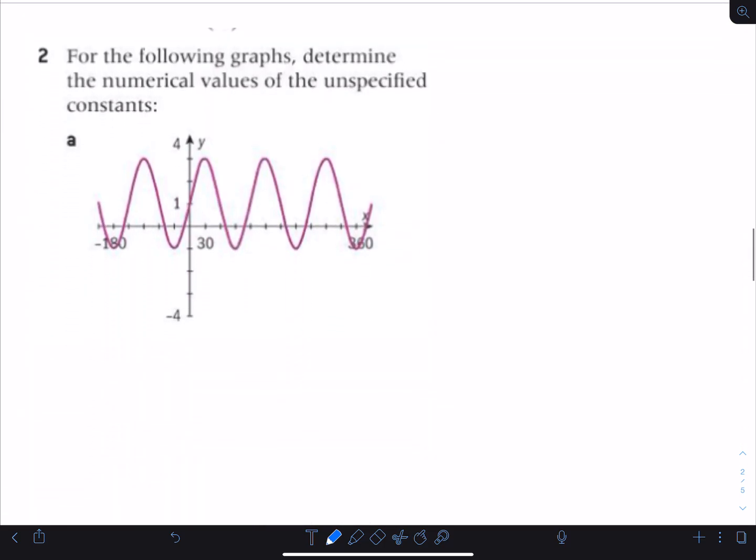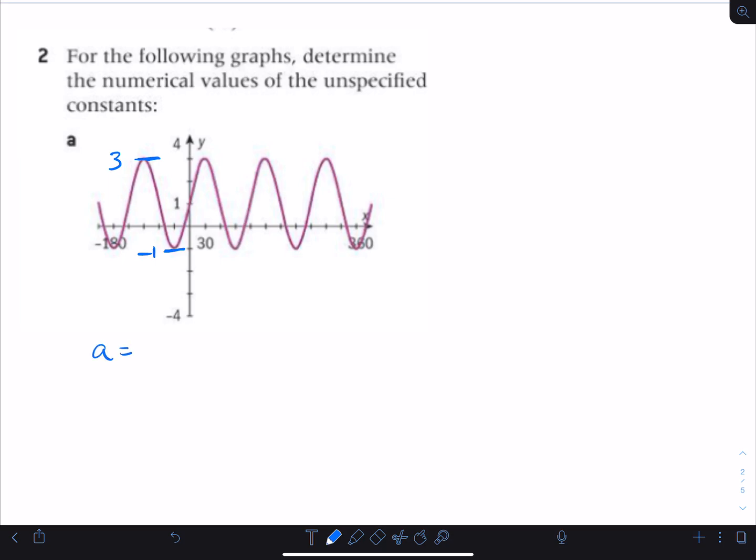So let's take a look at some of the questions. For the following graphs, determine the numerical values of the unspecified constants. I guess they mean A, B, and D. So if I take a quick read, what do I need? I need the maximum, which is 3, and this one is -1, right?